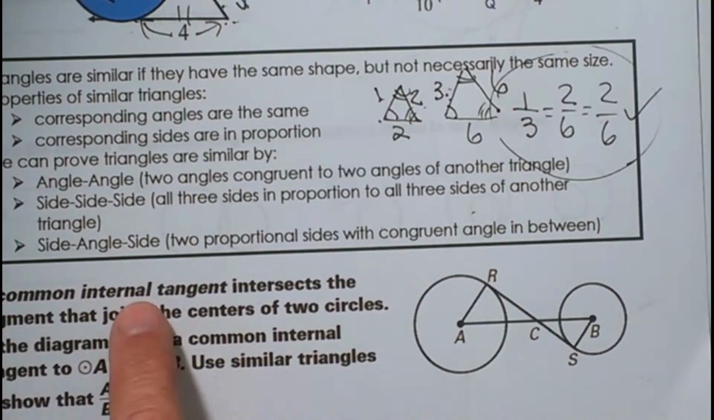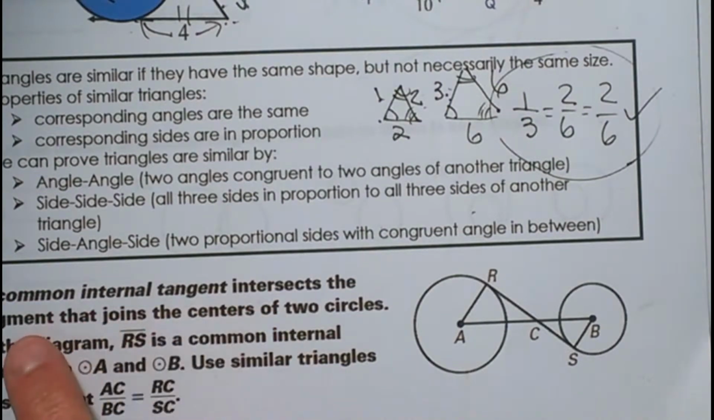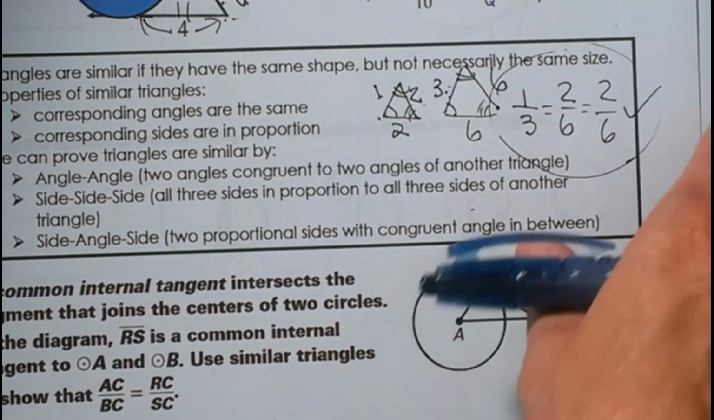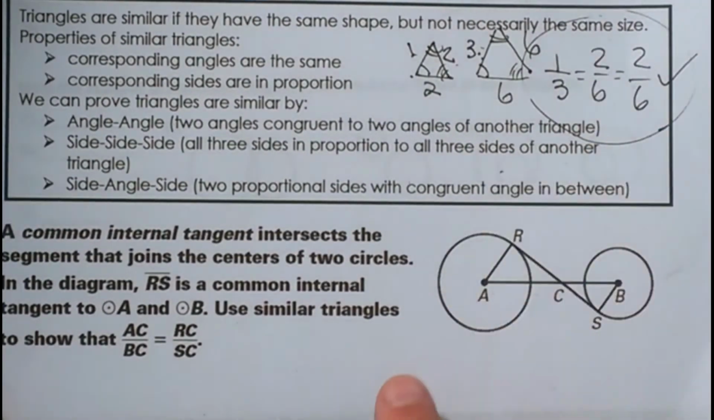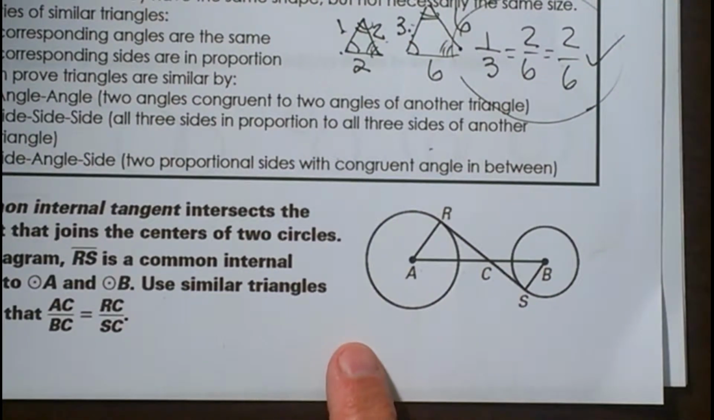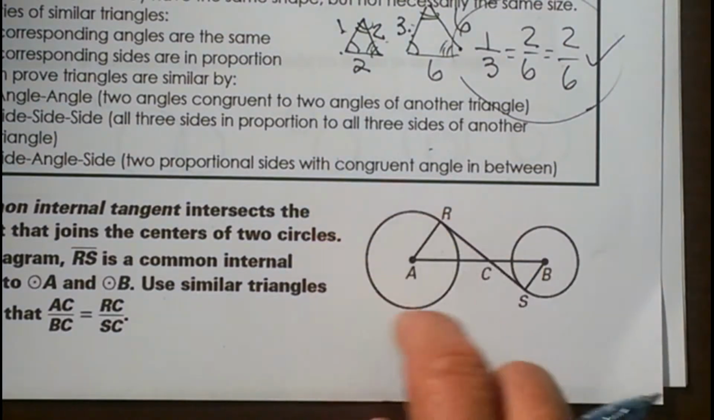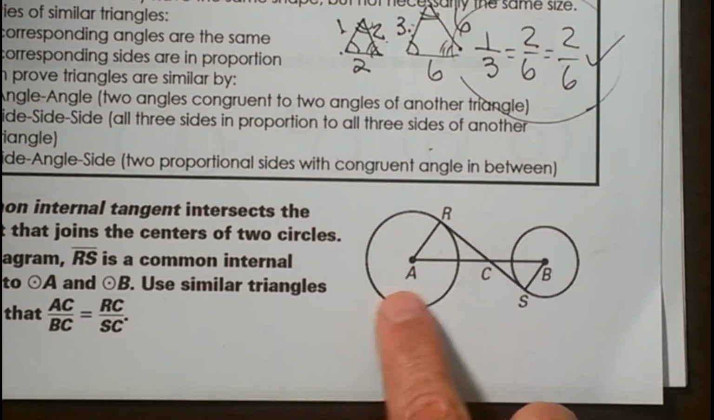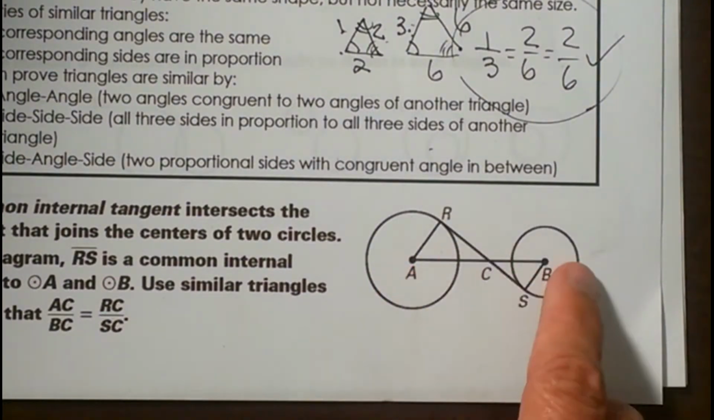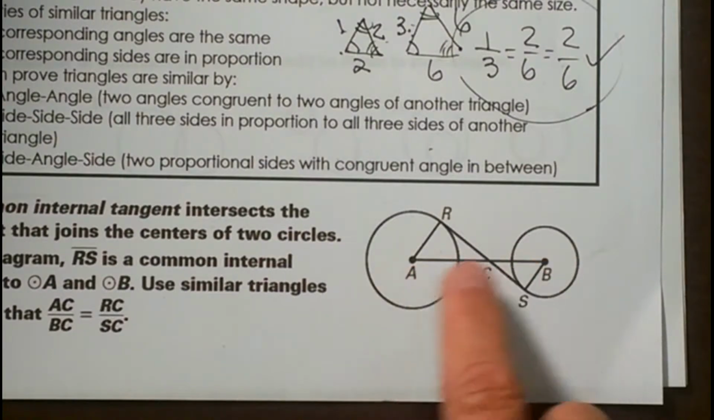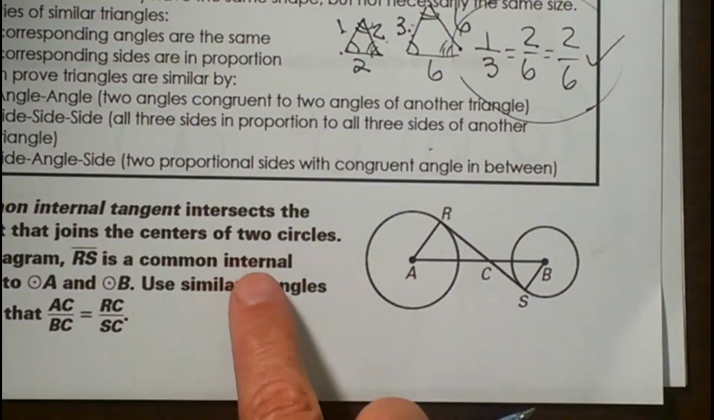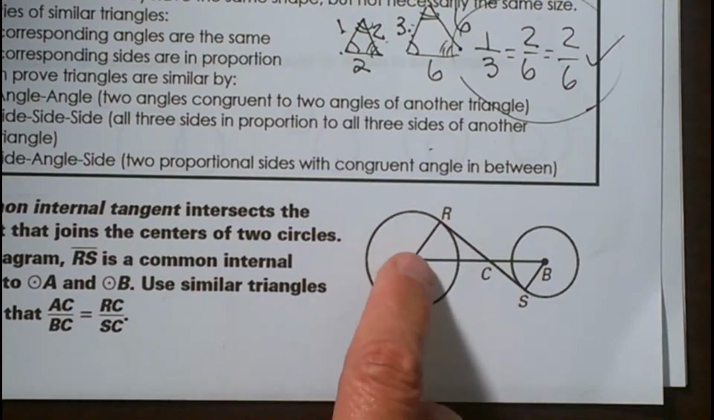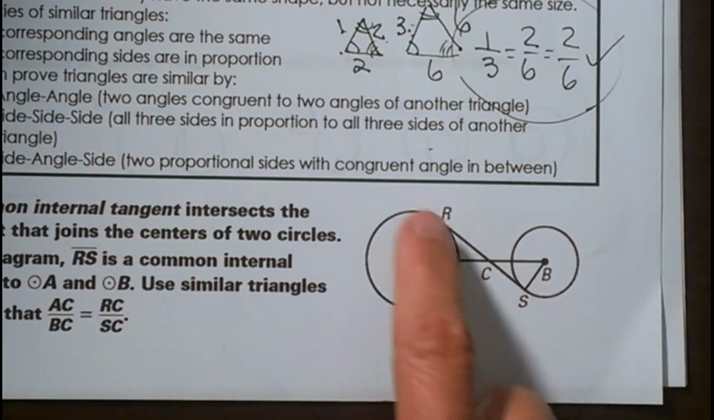Okay, a common internal tangent intersects the segment that joins the centers of the 2 circles. So we've also got a few things on internal tangents and how we can create some similar triangles. We've got 2 circles here, and we've got this segment AB, connecting the centers. The internal tangent is RS. It's tangent because it's touching circle A at R and it's touching circle B at S and touching in one spot.